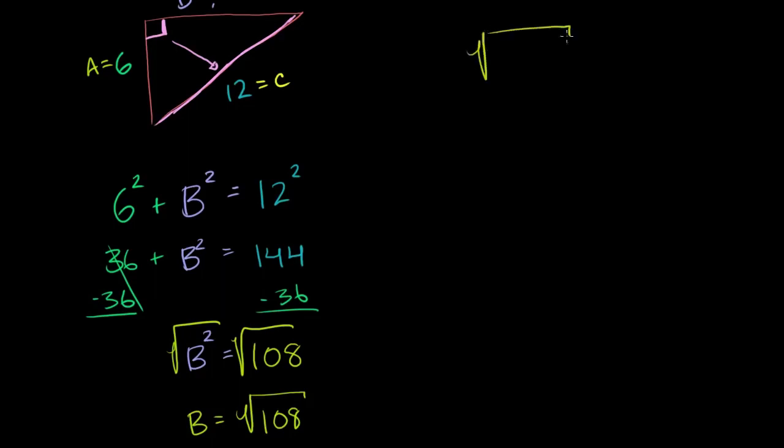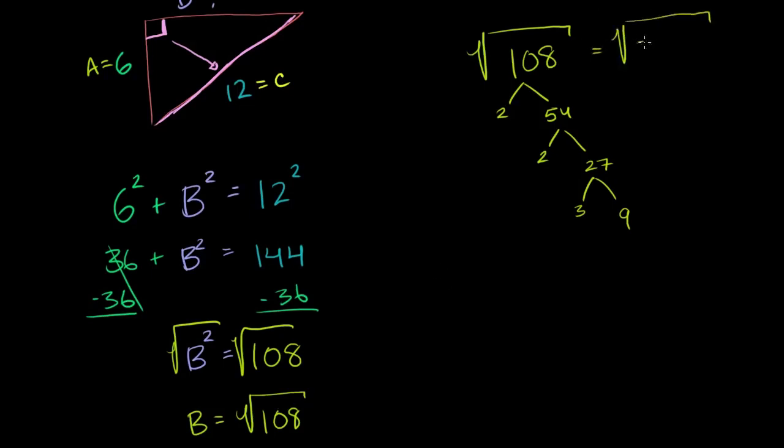The square root of 108. And what we could do is we could take the prime factorization of 108 and see how we can simplify this radical. So 108 is the same thing as, let's see, it's the same thing as 2 times 54, which is the same thing as 2 times 27, which is the same thing as 3 times 9. So we have the square root of 108 is the same thing as the square root of 2 times 2 times, well, actually, I'm not done. 9 can be factorized into 3 times 3. So it's 2 times 2 times 3 times 3 times 3.